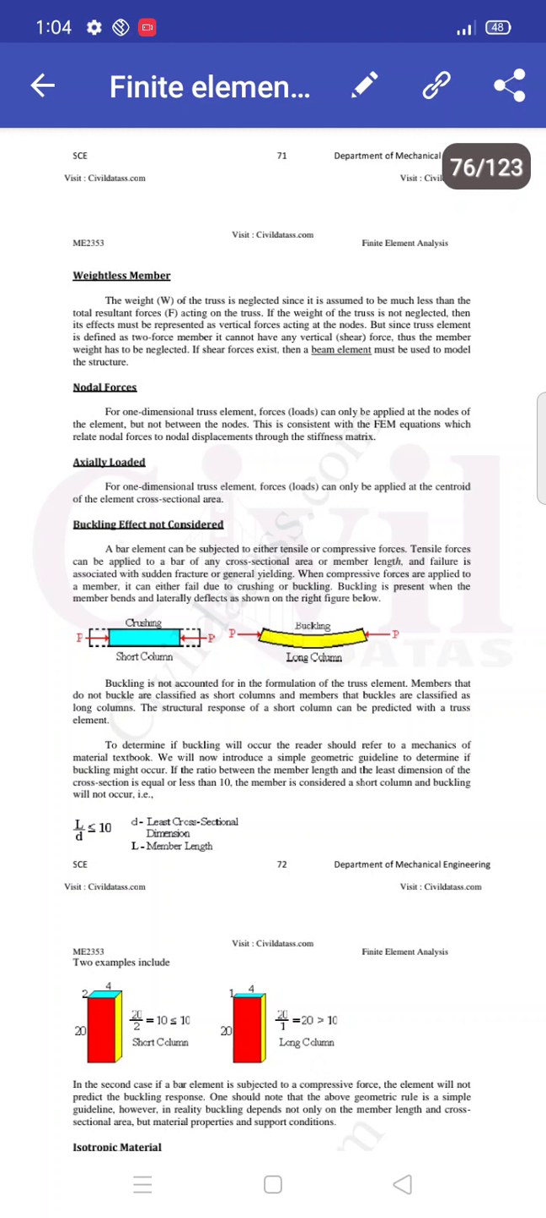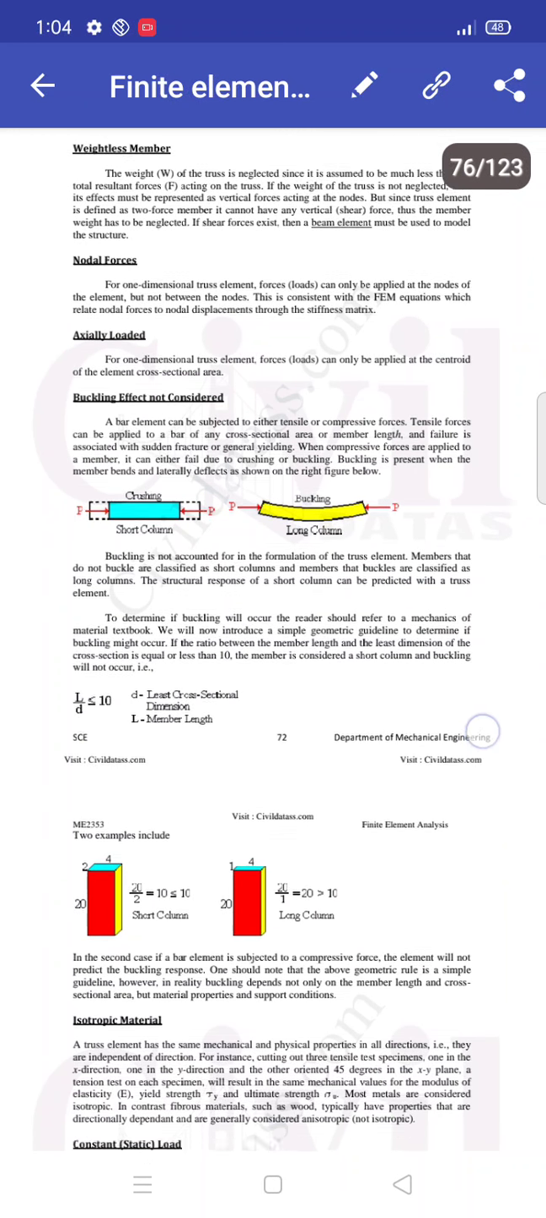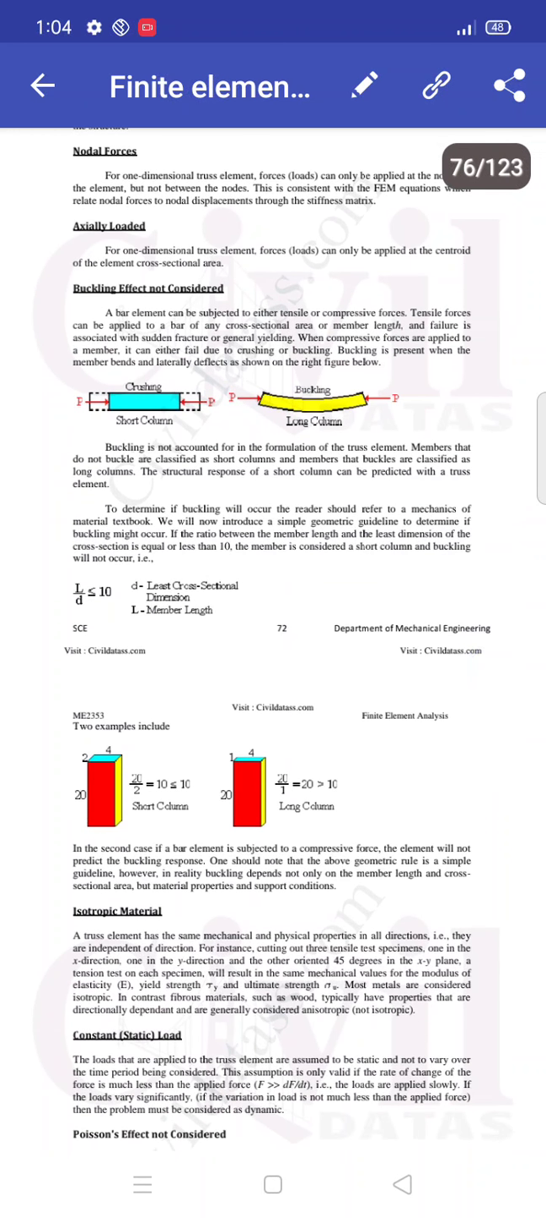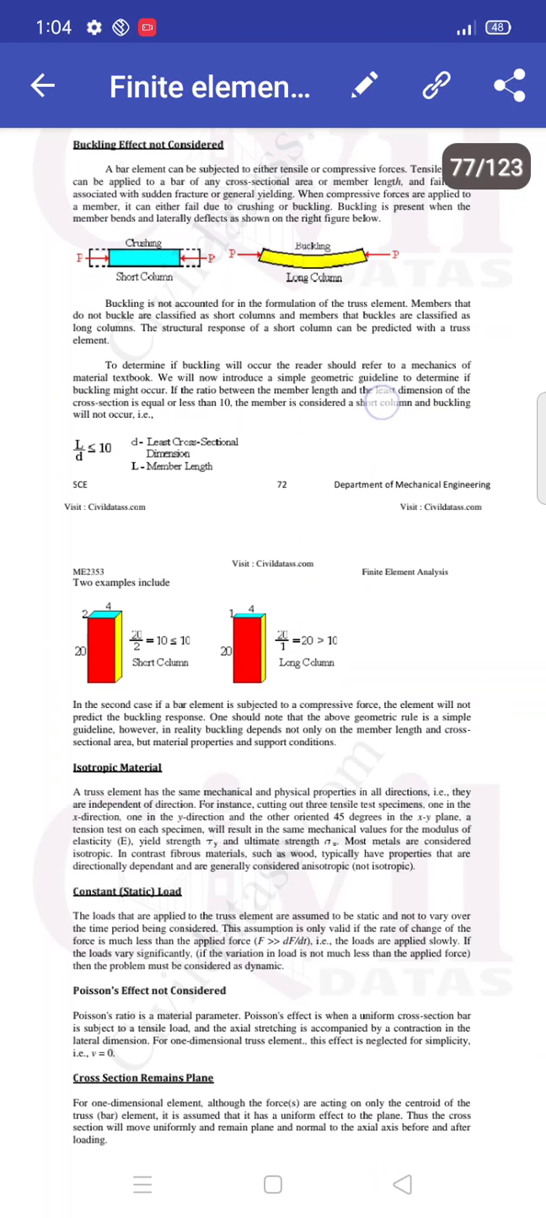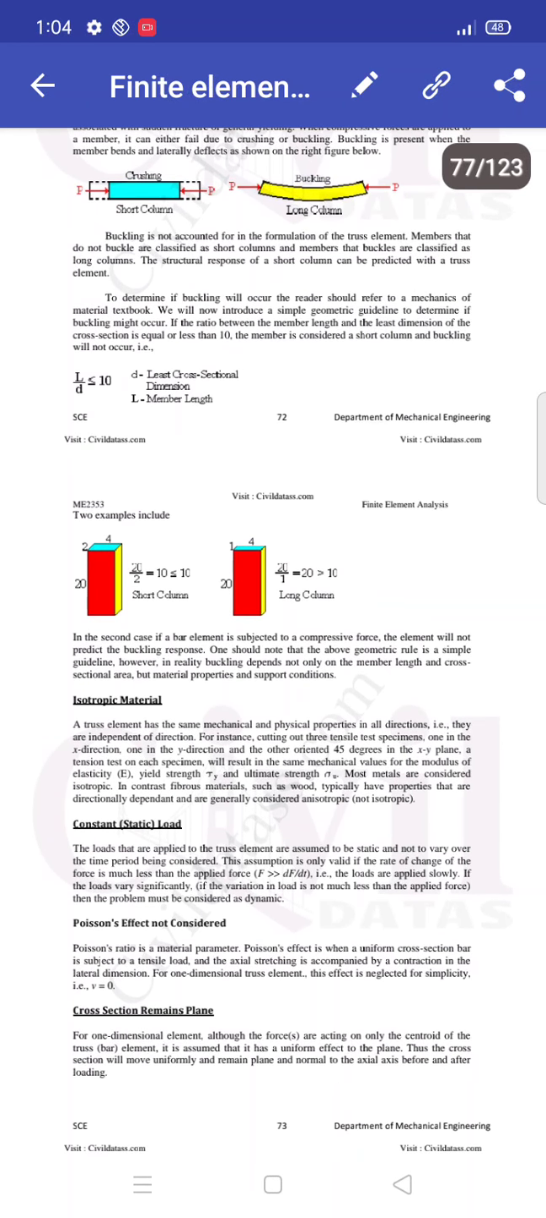We will now introduce a simple geometric guideline to determine if buckling might occur. If the ratio between the member's length and the least dimension of the cross section is equal to or less than 10, the member is considered a short column and buckling will not occur. That is, the member's length divided by the least cross sectional dimension.